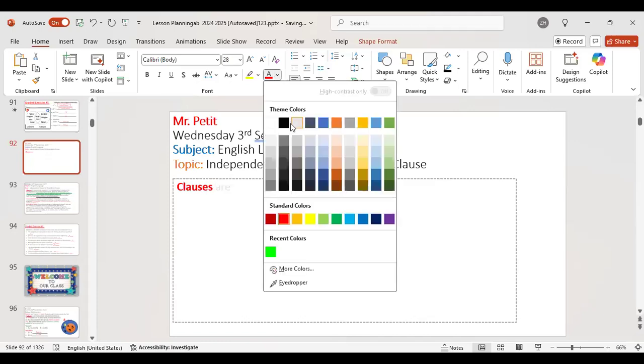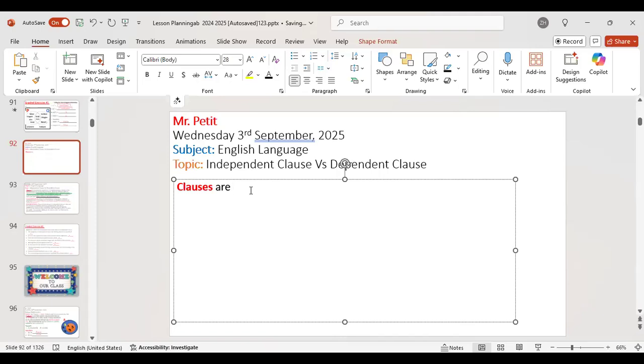Clauses are basically a group of words that come together and make some type of sense. Okay. So clauses are fundamental components of English grammar, serving as the building blocks for constructing sentences.